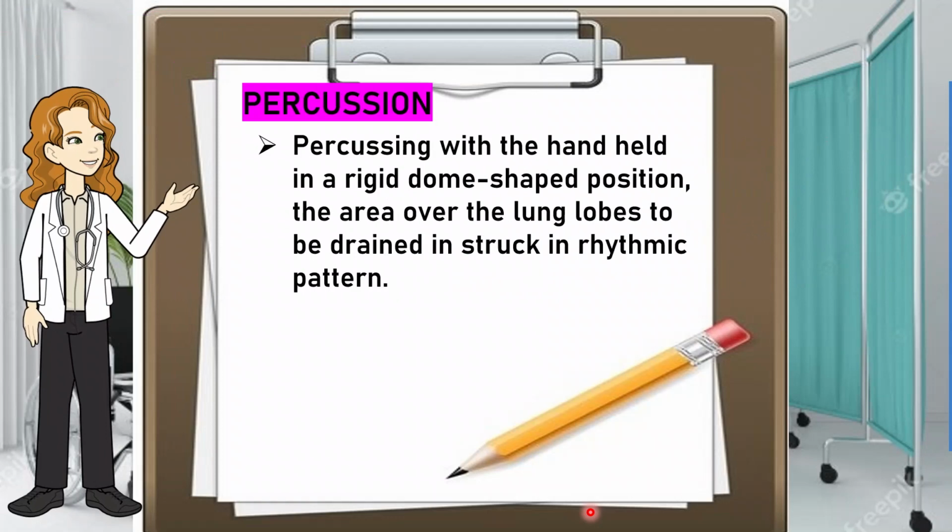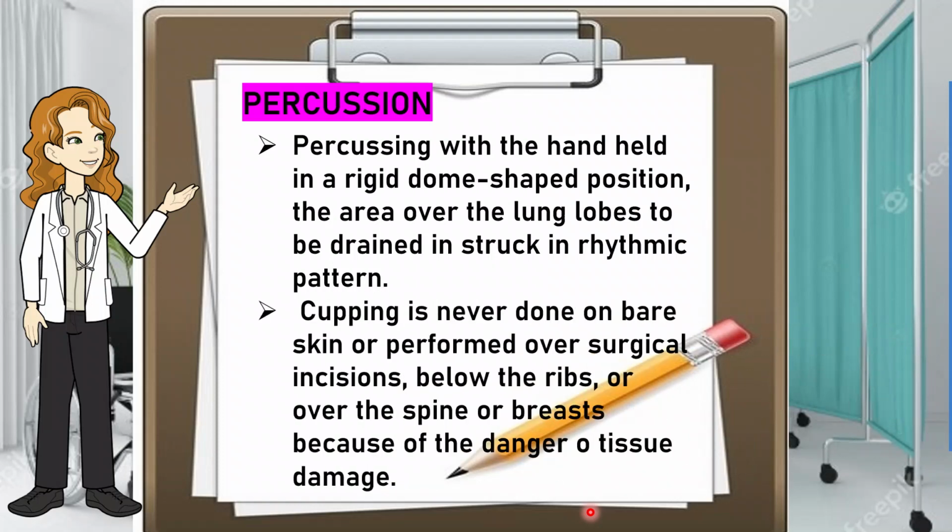Another one is percussing with the hand held in a rigid dome-shaped position over the area of the lung or lobe of the lung to be drained, in a rhythmic pattern. So, cupping is never done on bare skin or performed over surgical incisions or below the ribs or over the spine or breast because of the danger of tissue damage. Okay? So, you have to take note of this.